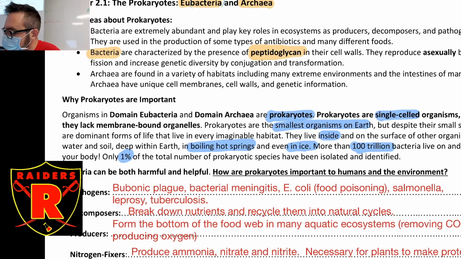And bacteria reproduce asexually, as do archaea, by binary fission. And then we're going to talk about these two terms in a minute, which is conjugation and transformation, which are the two ways where bacteria get new iterations of their DNA. That's how they change from generation to generation, so they're not always the same.